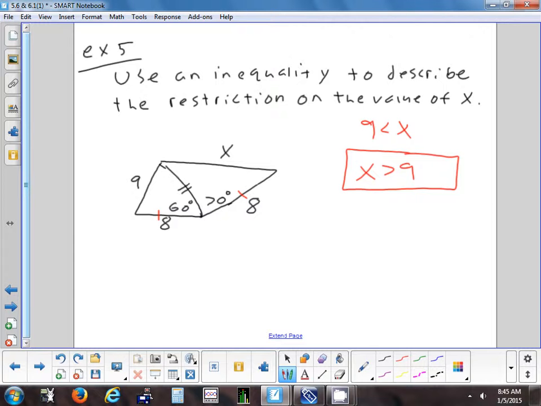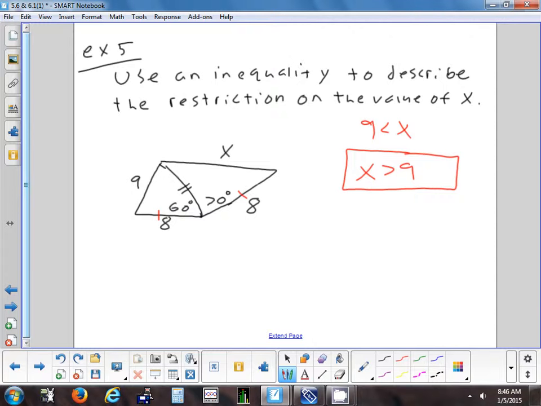We don't know. The Hinge theorem doesn't actually help us find that. It just tells us it's bigger than 9. Okay? Any questions on that? If we knew a little bit of trig, we could probably find x.